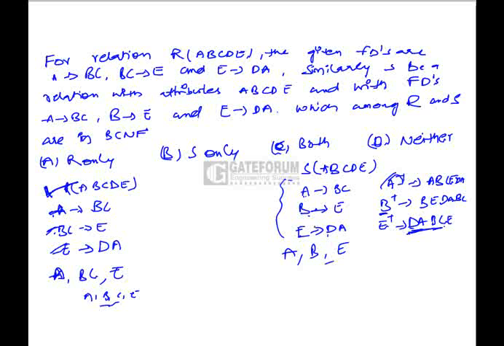If we observe the FD set, all the left parts are candidate keys. So you can say this is also in BCNF. So the correct option is that both S and R are in BCNF. So C is the correct option.